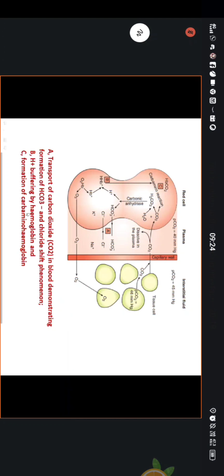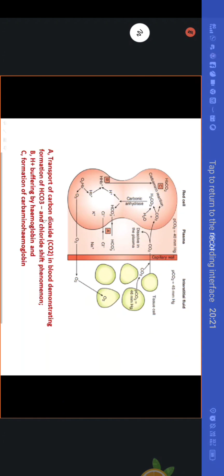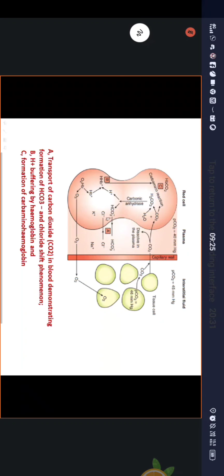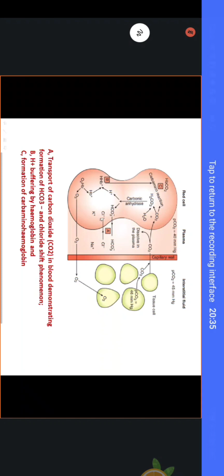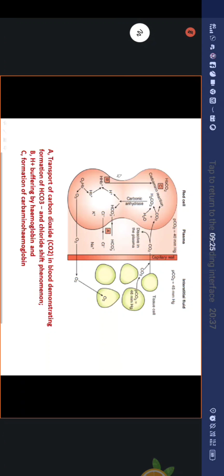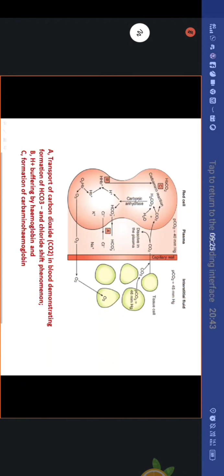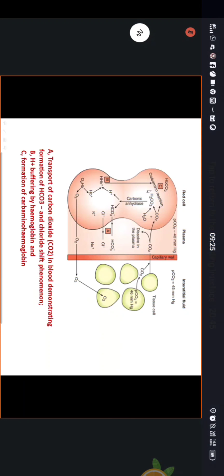So overall, these are three different mechanisms of transport of carbon dioxide in blood. Here, A demonstrates formation of bicarbonate: carbon dioxide forms carbonic acid, which is liberated into bicarbonate in exchange with chloride, that is chloride shift. The second one is B, that is buffering action by hemoglobin. It helps in the carbamino reaction, hemoglobin CO2, carbamino compound.